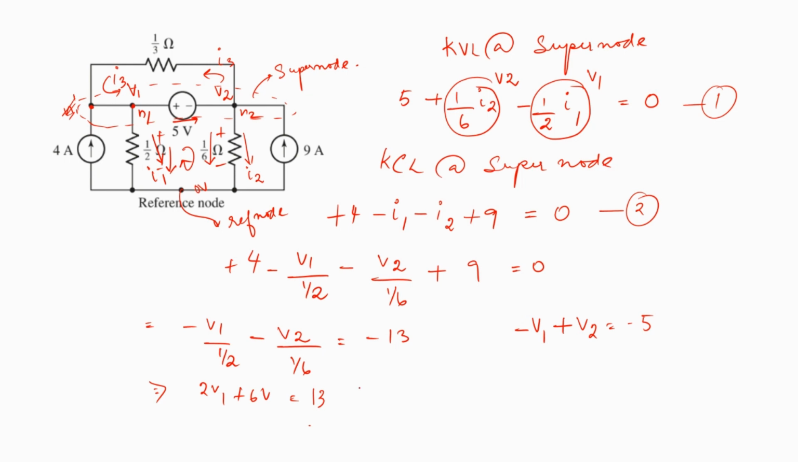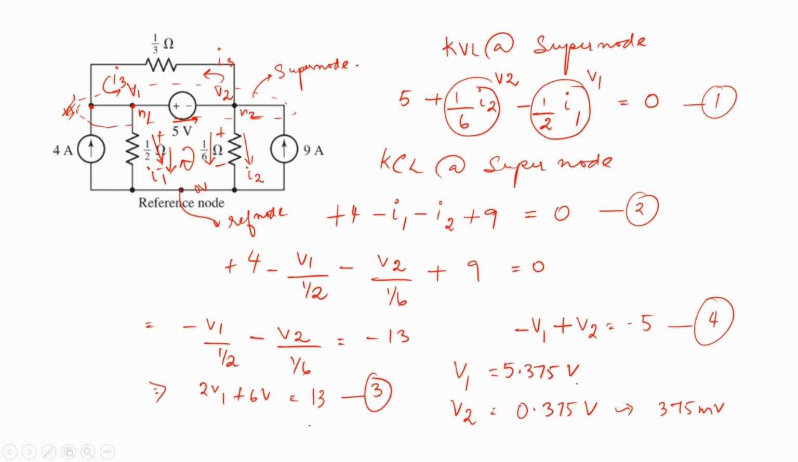So now if I call this equation 3 and this equation 4, these are the two simultaneous equations which I need to solve in order to get the values of V1 and V2. So here we would obtain V2 as 0.375 volts, which is nothing but 375 millivolts, and we will get V1 as 5.375 volts. You can solve these two simultaneous equations manually also, and you can also use the calculator to do it.